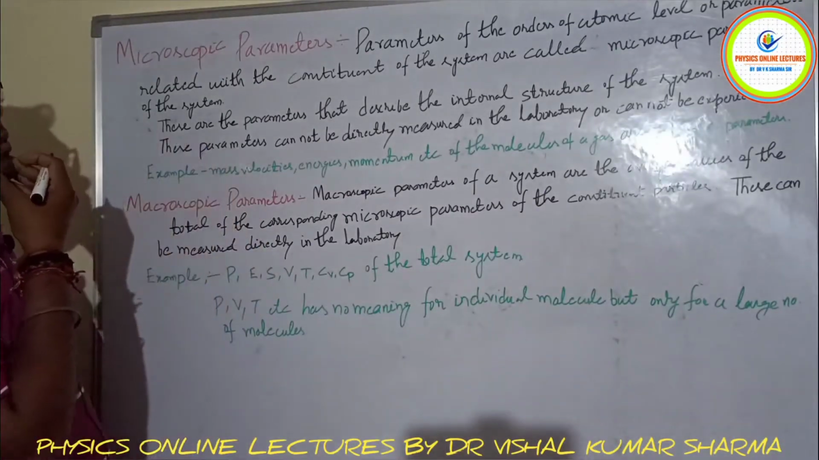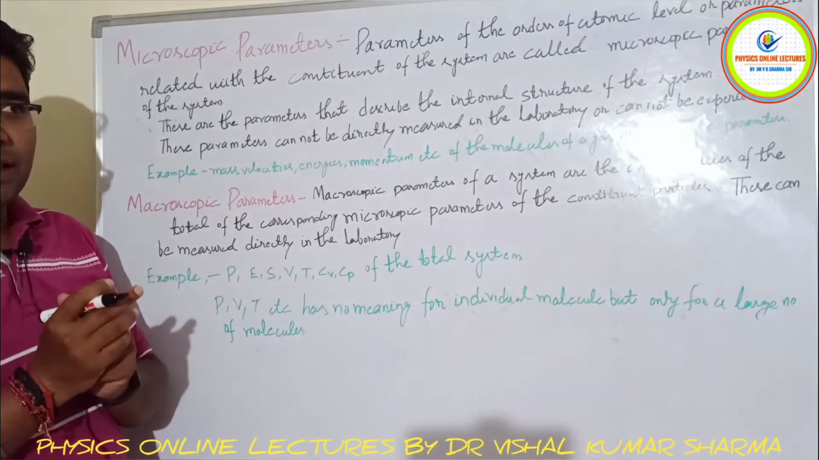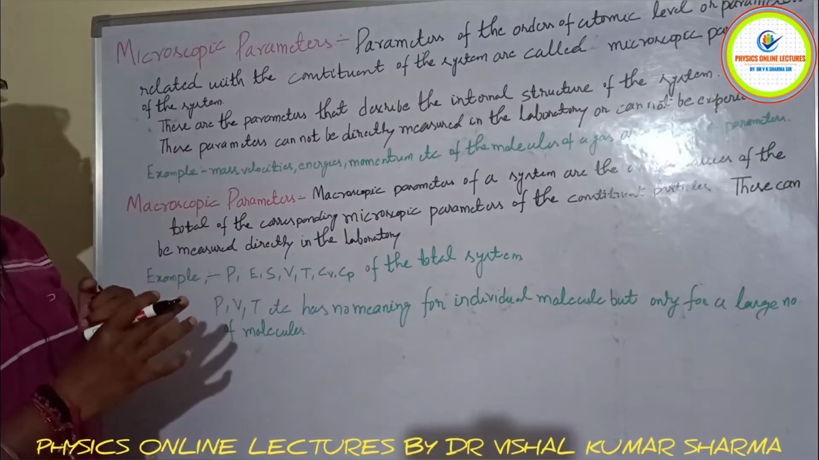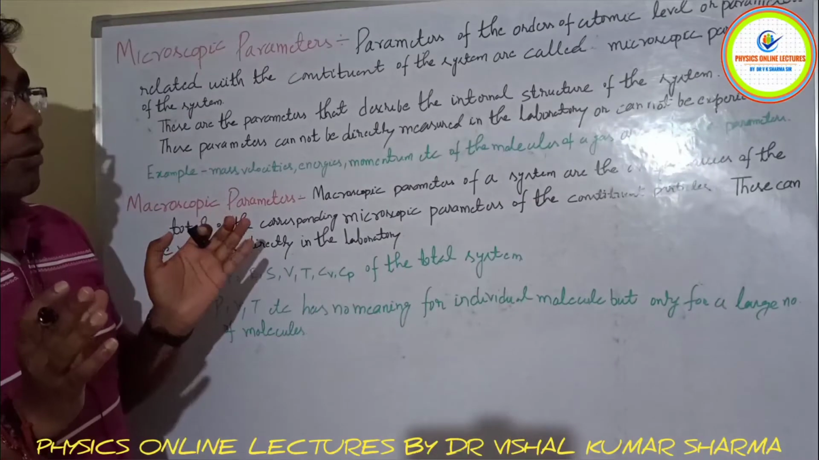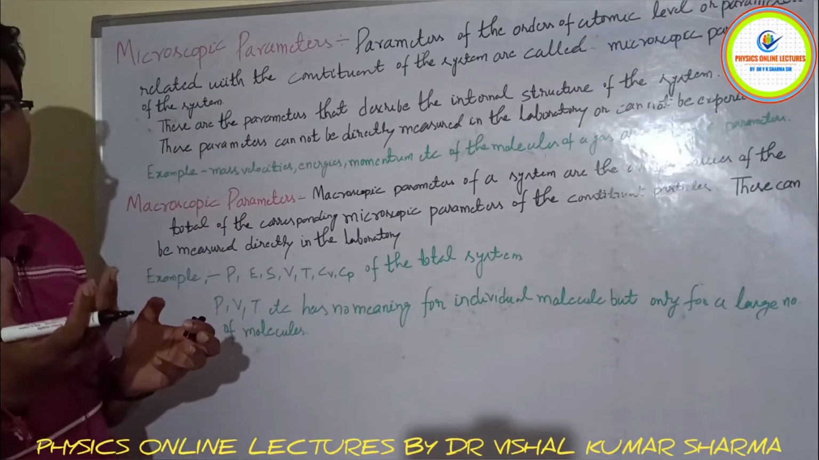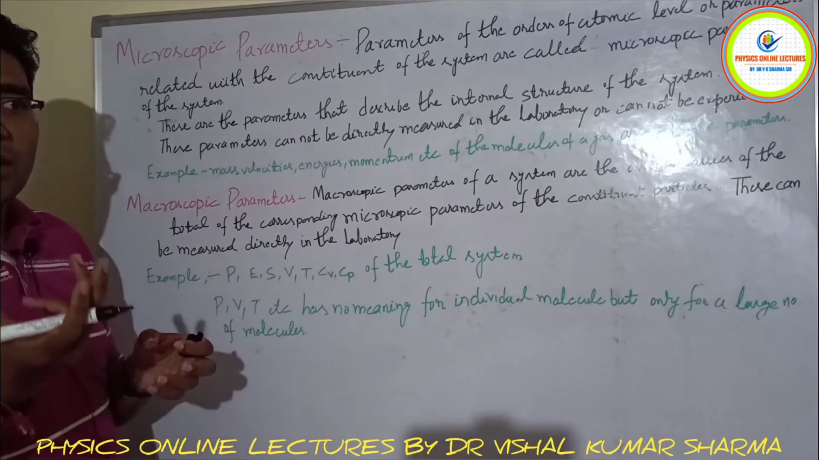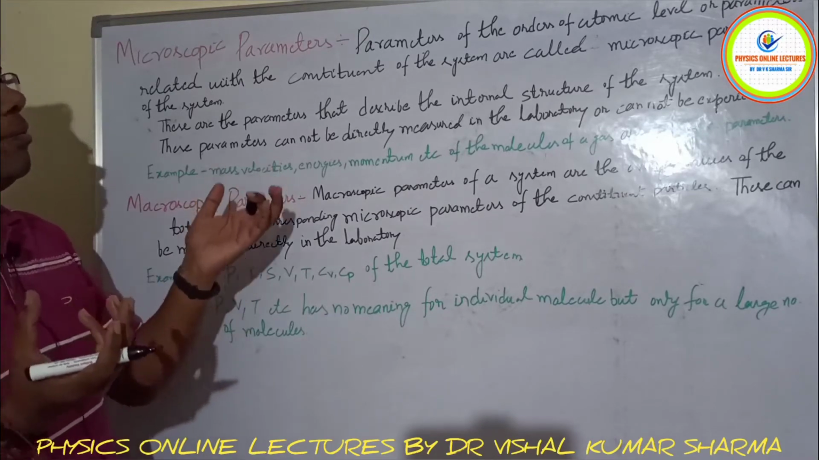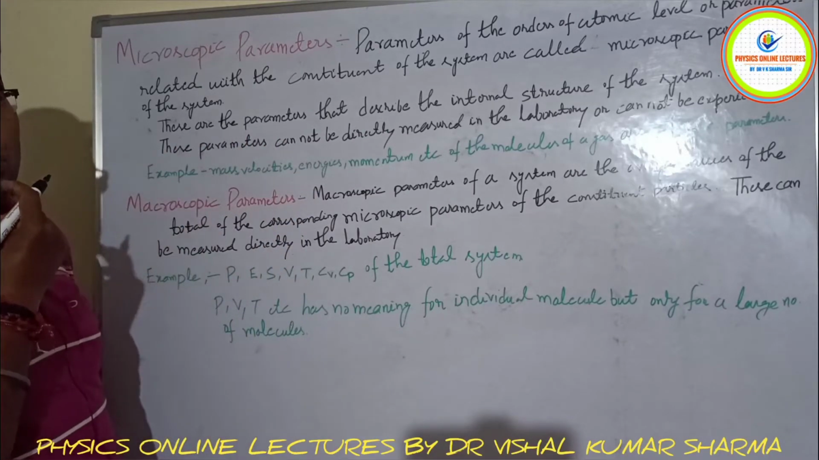According to the definition of the microscopic parameters, as the name suggests, micro means we are discussing at the atomic level. So microscopic parameters are related with the order of the atomic level, or with the constituents of the system. The constituents from which the system is made are atoms. What is the basic constituent of matter? Atom.